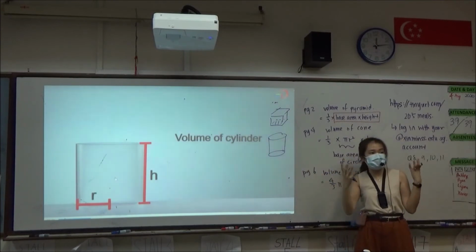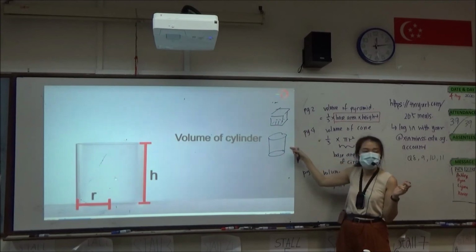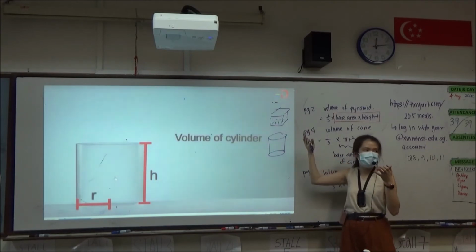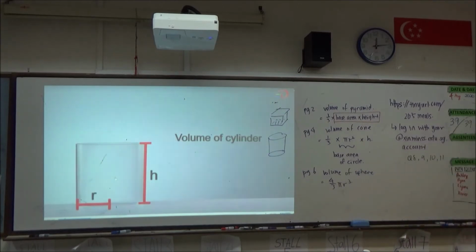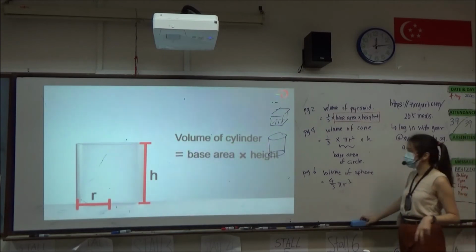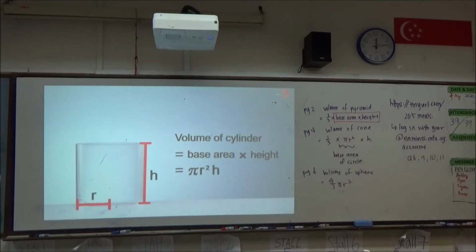In case you don't realize it, I said last year, by the way, in case you forgot, I need you to realize that actually they are all similar looking, just that the bottom part is the determining factor to make the difference. So pi r squared times height. Base area times height, which is pi r square h.